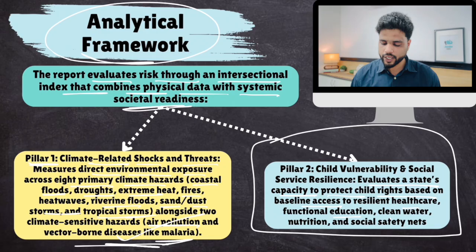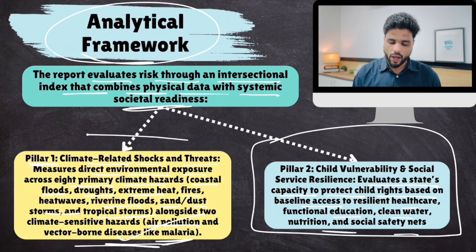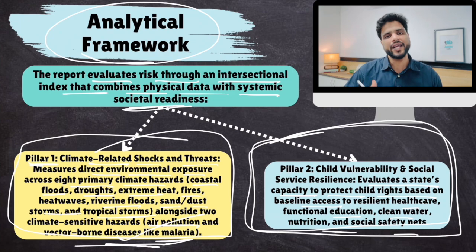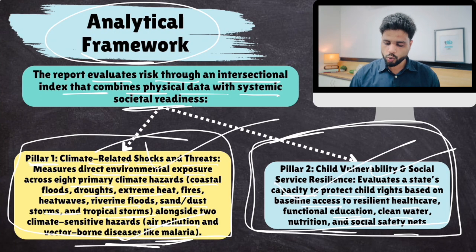to healthcare, education, clean water and so on. So one pillar measures a child's vulnerability, the other measures the capacity of the state to take care of children. Healthcare facilities, clean water, sanitation and so on. Based on these 2 pillars, an index score is given.